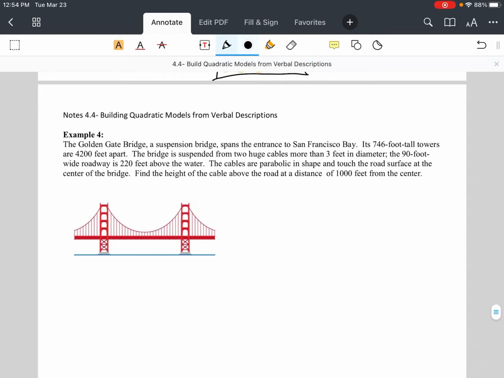All right. One last example, and then we're going to be done with this section. Okay, and we should be good to go on the remainder of the worksheet.